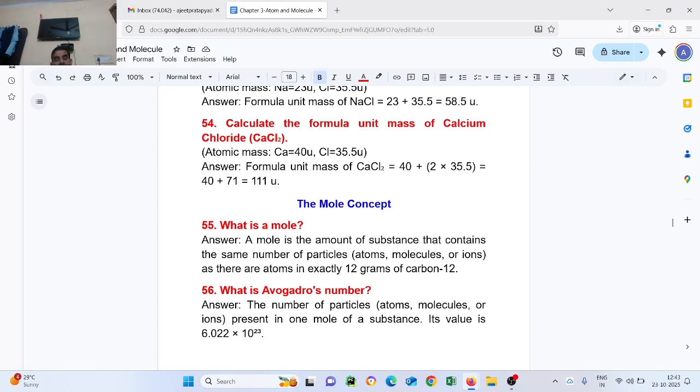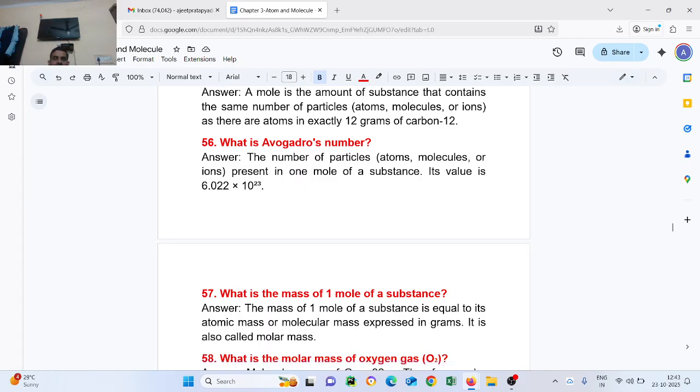Question number 56. What is the Avogadro number? The number of particles, atoms, molecules or ions present in one mole of a substance. Its value is 6.022 multiplied by 10 to the power 23.